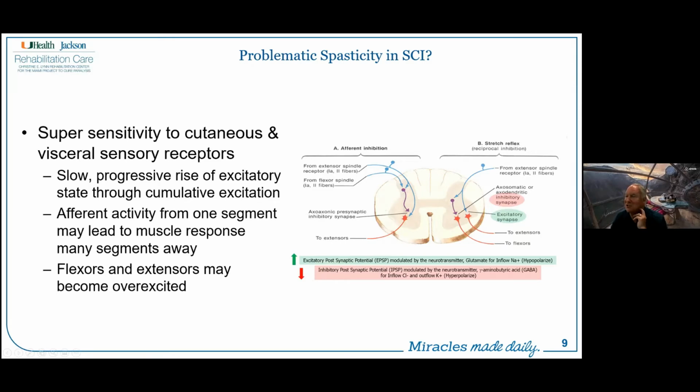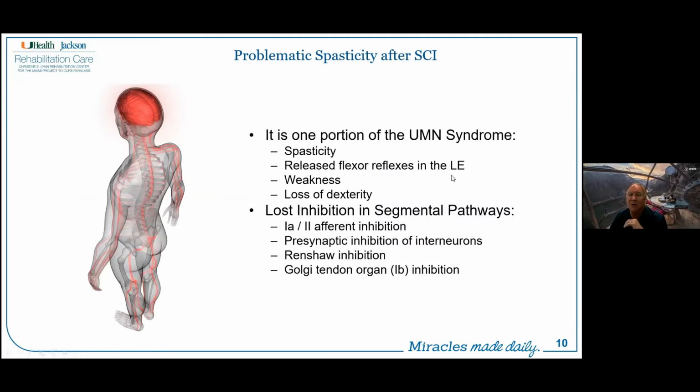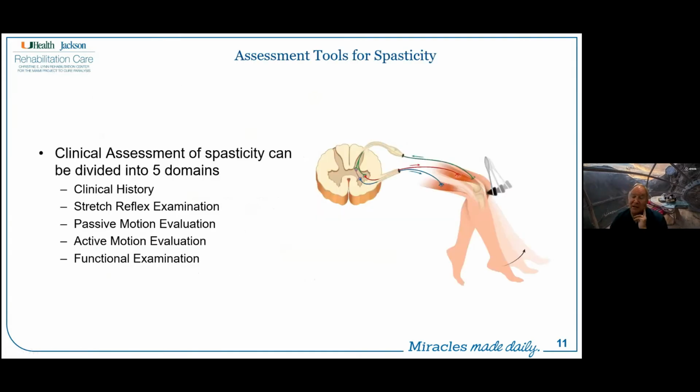And one of the things that we're going to have to determine relatively early on is, are we going to allow a certain amount of spasticity to maintain some muscle mass, to maintain some bone mass, and yet the person may use some of that for mobility and activities of daily living, but the spasticity can also be interfering with function, and that's going to be one of the things that we have to clinically assess. So we have essentially 5 different ways that we look at spasticity and report it to assess it. We look at the clinical history, we look at the stretch reflex examination, we do a passive motion evaluation and then an active motion evaluation, and then we want to look at functional abilities.